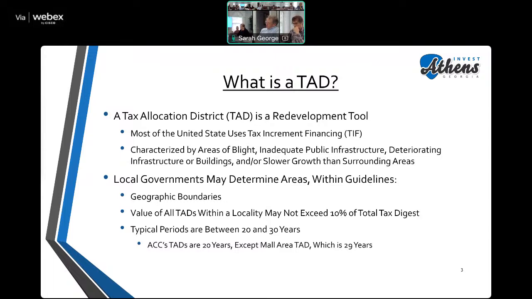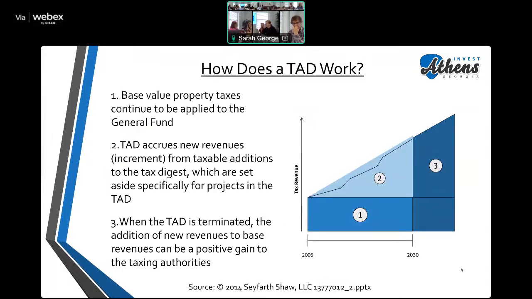Our TADs are all 20 years, with the exception of the mall area, which is one of our 6. We'll cover all of it in a few minutes. The mall area is a 29-year TAD, at least the parcels that are tied up in the mall TAD project right now. The remaining parcels, I believe, are 20.